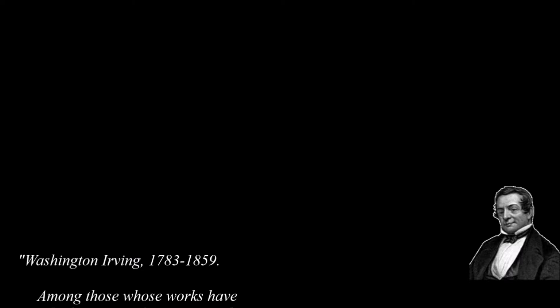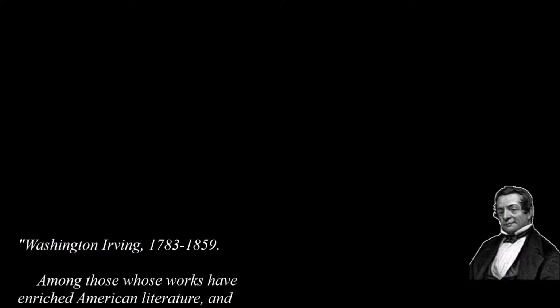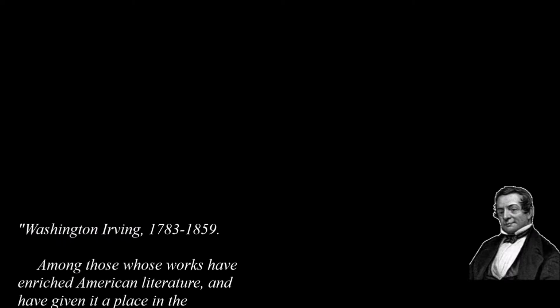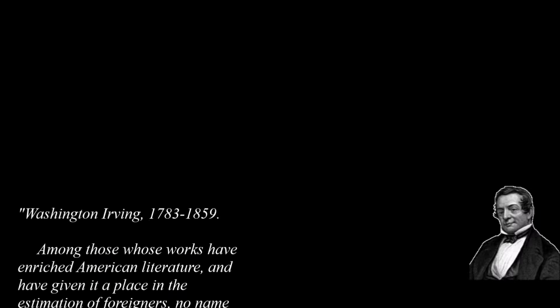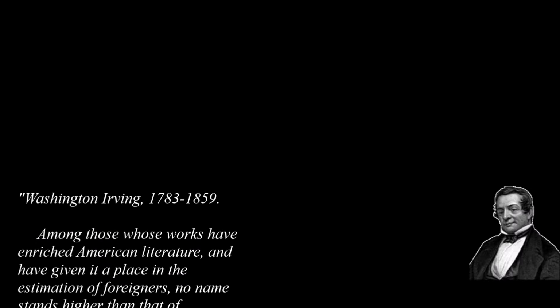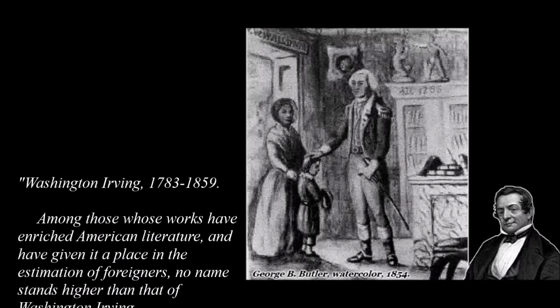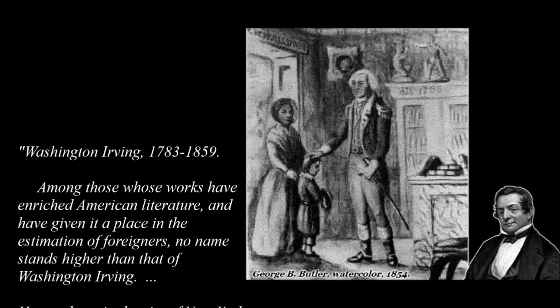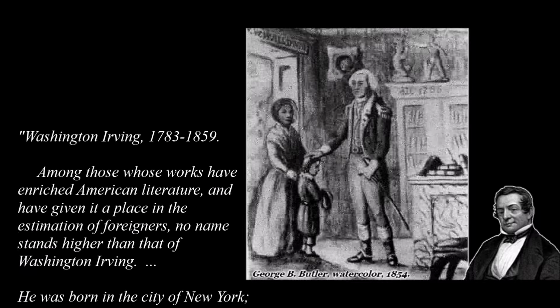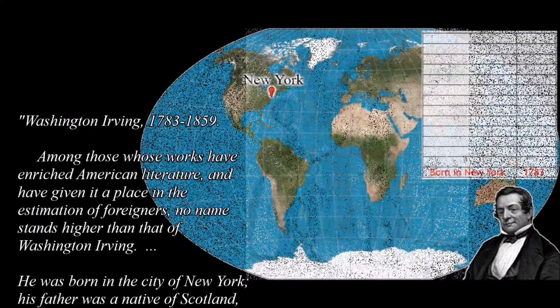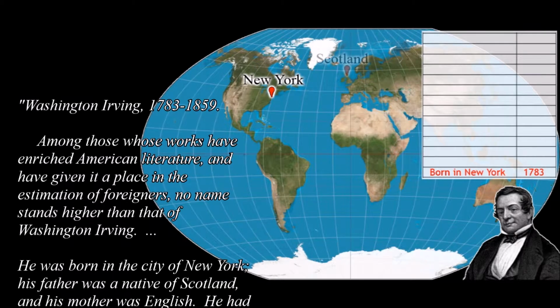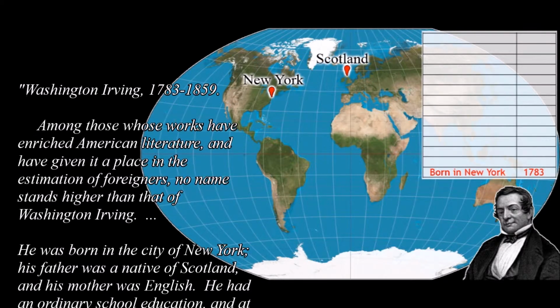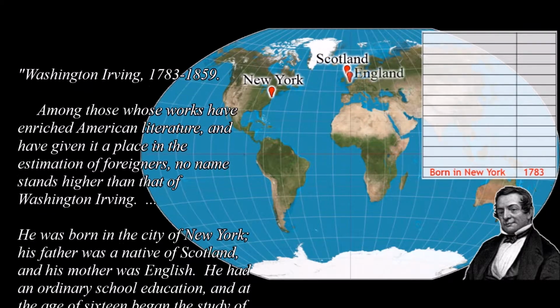Washington Irving, 1783 to 1859. Among those whose works have enriched American literature, and have given it a place in the estimation of foreigners, no name stands higher than that of Washington Irving. He was named after the hero of the Revolution, George Washington. He was born in the city of New York. His father was a native of Scotland, and his mother was English.